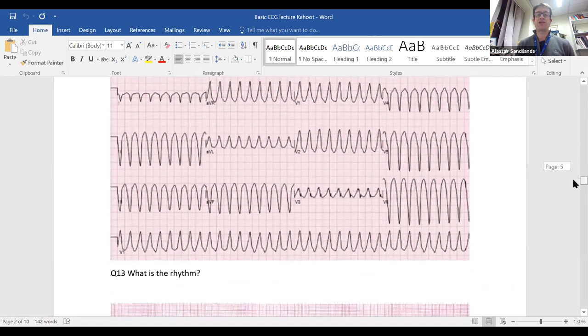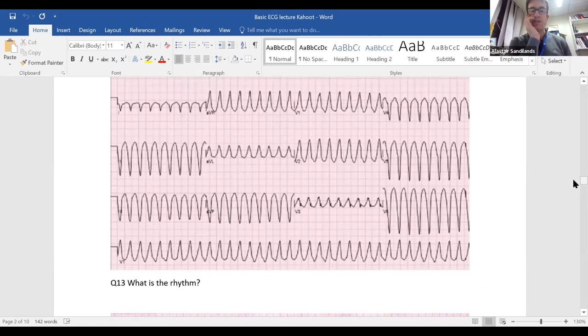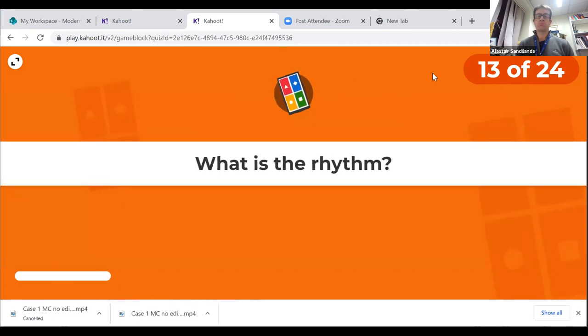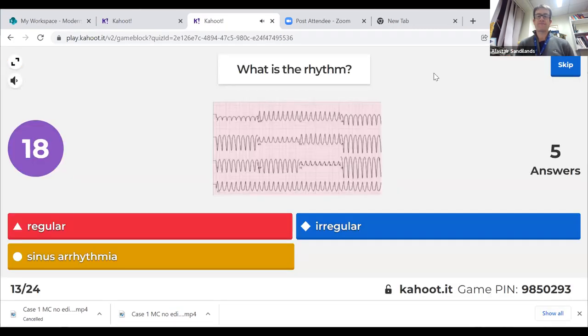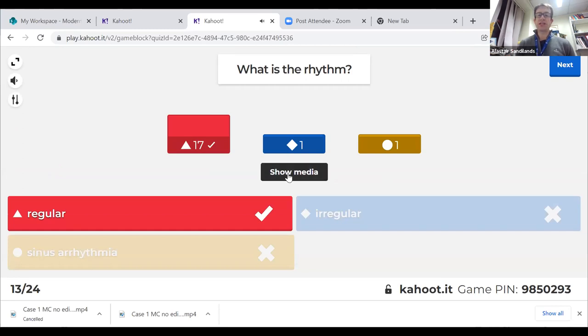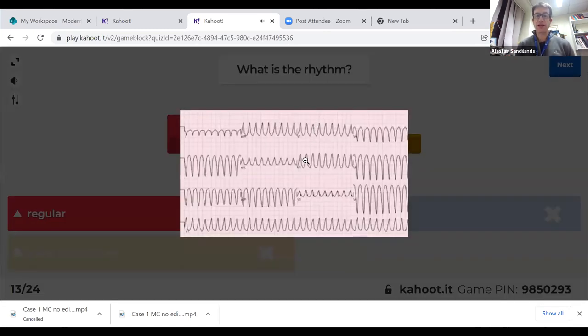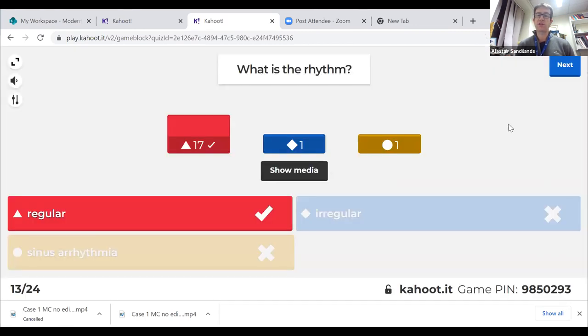Okay, so don't panic. You just need to look, what is the rhythm? I've put this in for a reason. I don't want you to get the diagnosis, just focus on the rhythm. Yeah, regular. So you don't need to panic. Yes, it's a broad complex tachycardia, but it's a regular rhythm. Spacing between every single signal is the same. Good.